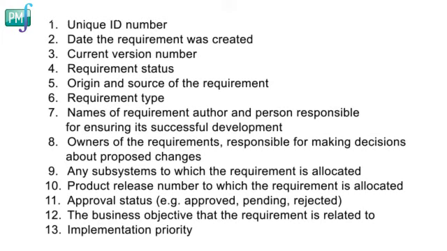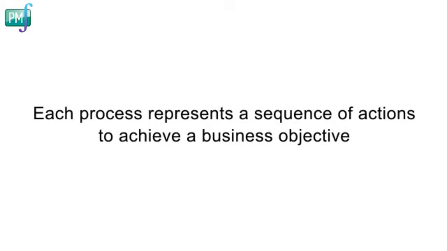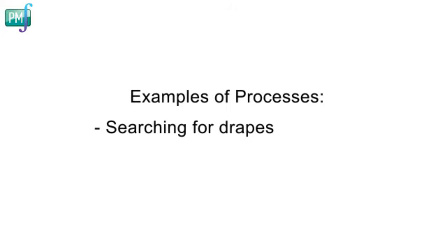Other requirements attributes that should be recorded during documentation include the objective, which is the business objective to which this requirement is related, and also the implementation priority. You have to break down the project into processes or user stories. Each process represents a sequence of actions that users take to complete a task that will help them to achieve a business objective. For example, in our drapes e-commerce website, one process could be searching for drapes.